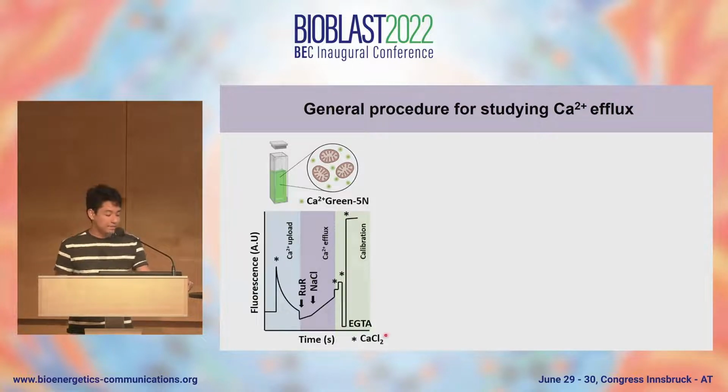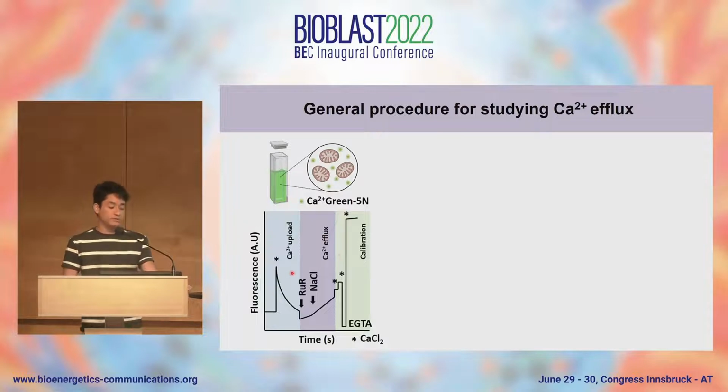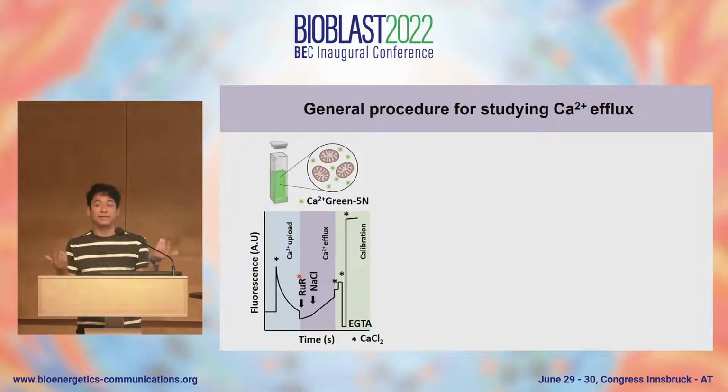So here is a typical calcium efflux trace. The first part for measuring calcium efflux is to put calcium inside the mitochondria, so then you can measure how fast mitochondria release that calcium. As uptake and efflux can take place at the same time, and uptake may mask calcium efflux, you need to inhibit uptake using ruthenium red.